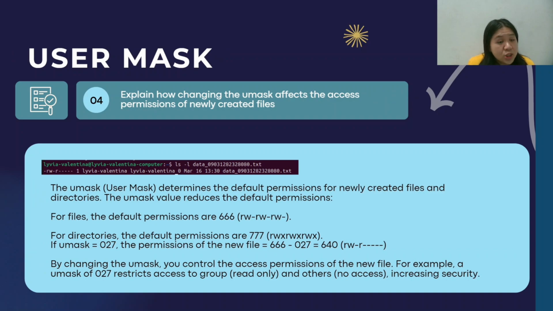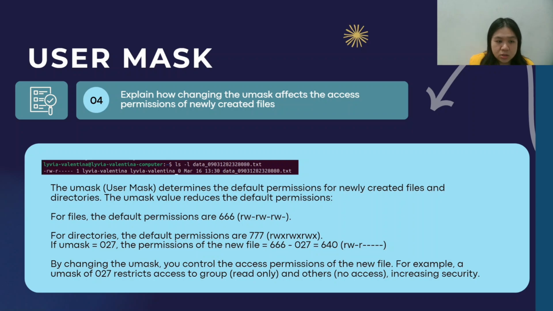And the fourth and last question is explain how changing the umask affects the access permission of a newly created file. The umask determines the default permission for newly created files and directories. The umask value reduces the default permission. For files, the default permission is 666, or read, write for user, group, and others. And for directories, the default permission is 777, read, write, execute for each.